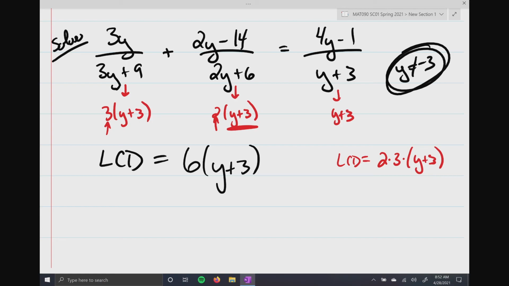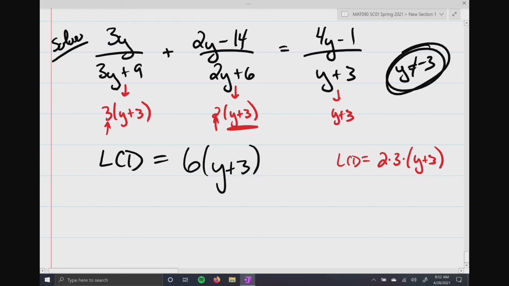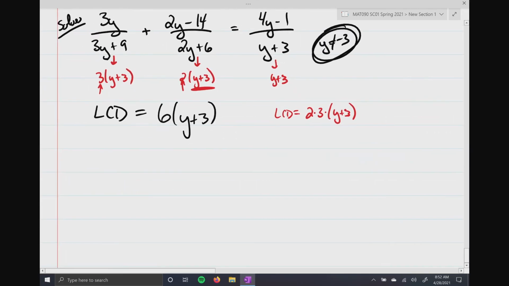All right, next. I will take my LCD and I will multiply every single fraction by it. So I'm going to write 6 times y plus 3. And then in brackets, I'm going to write my factored denominator. Okay. Oops, forgot the other side. And I'm going to do that for every single fraction here.